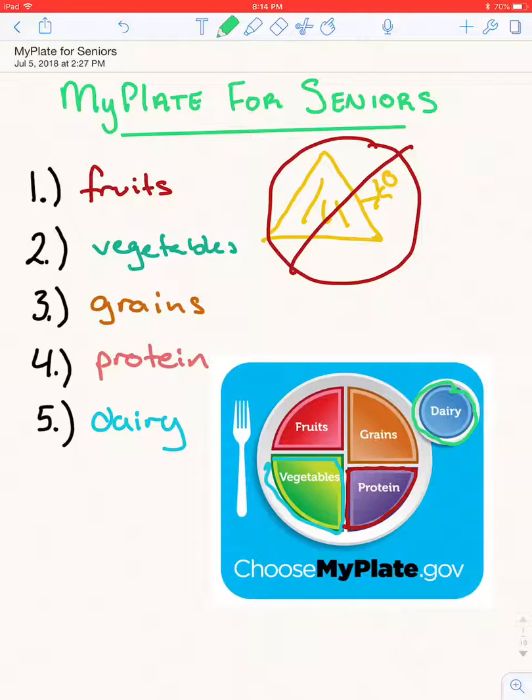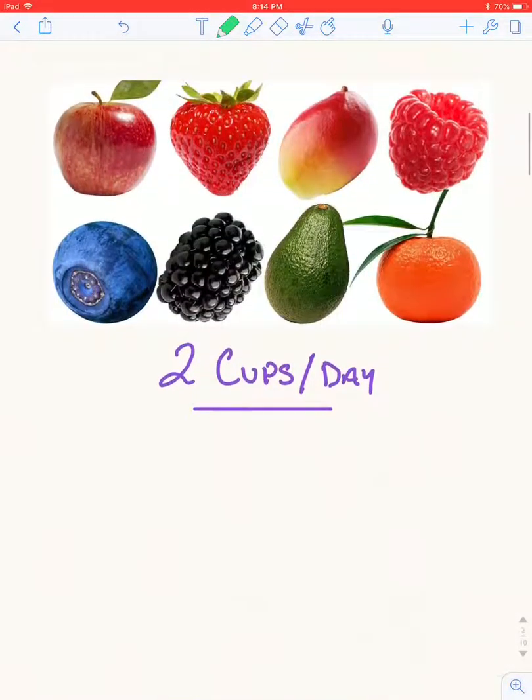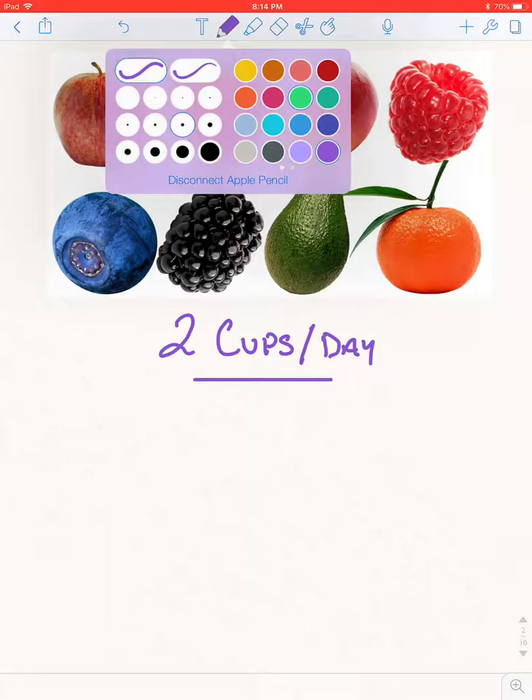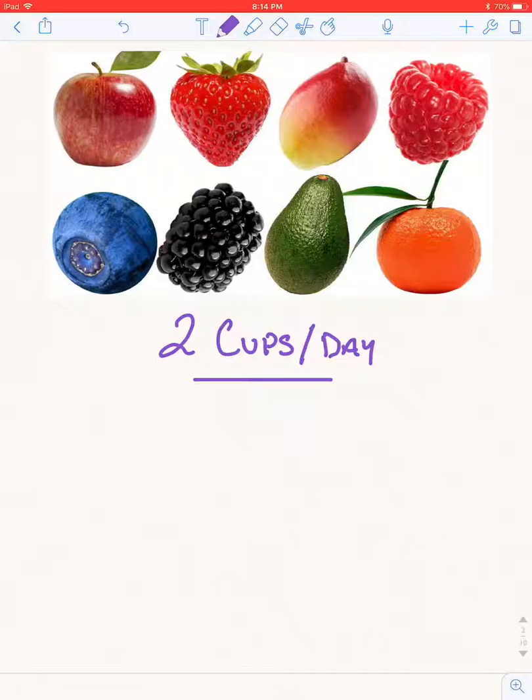Now that we've taken a moment to appreciate the smart design, I'd like to start off by looking at the specifics, starting with our fruits. Based on a 2,000 calorie a day diet, MyPlate recommends that older adults should be consuming at least 2 cups of fruit a day, with an emphasis on whole fruits.